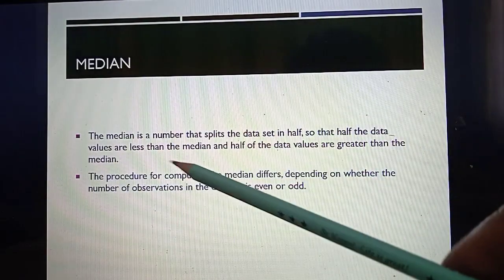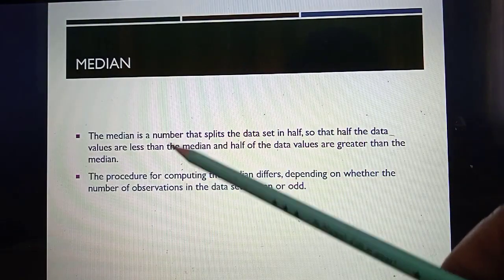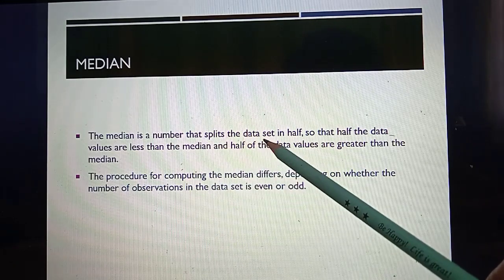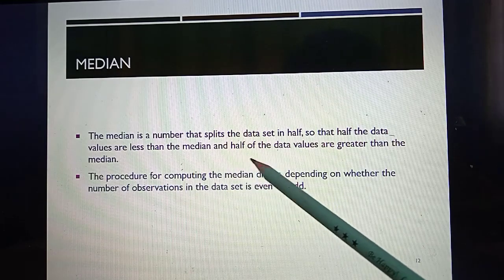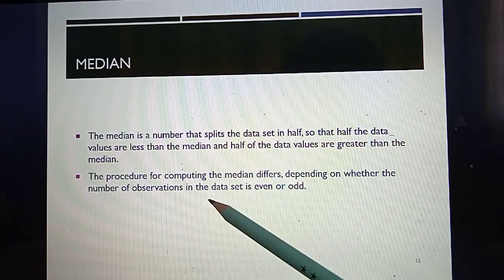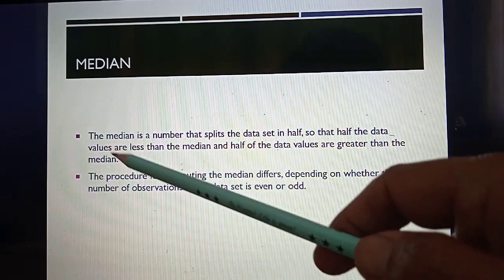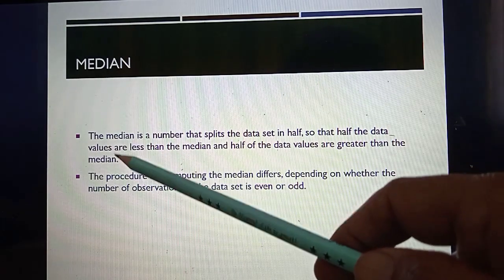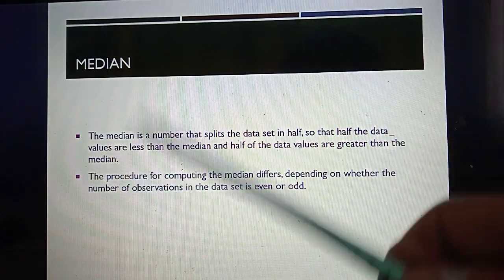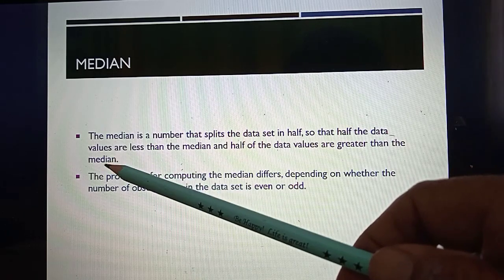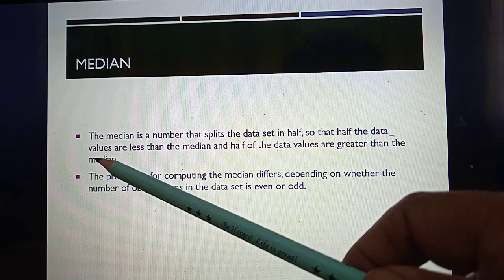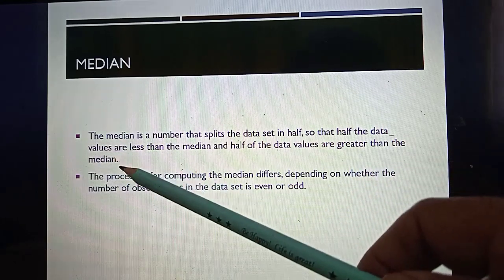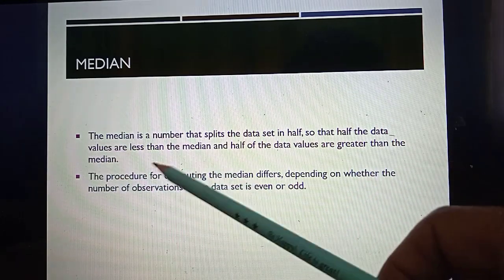Okay, next is the median. So the median is a number that splits the data set in half, so that half the data values are less than the median and half of the data values are greater than the median. That is the meaning of the word median, di antara, di tengah-tengah. The distance between the first data and the median is equal to the distance between the median and the last data.